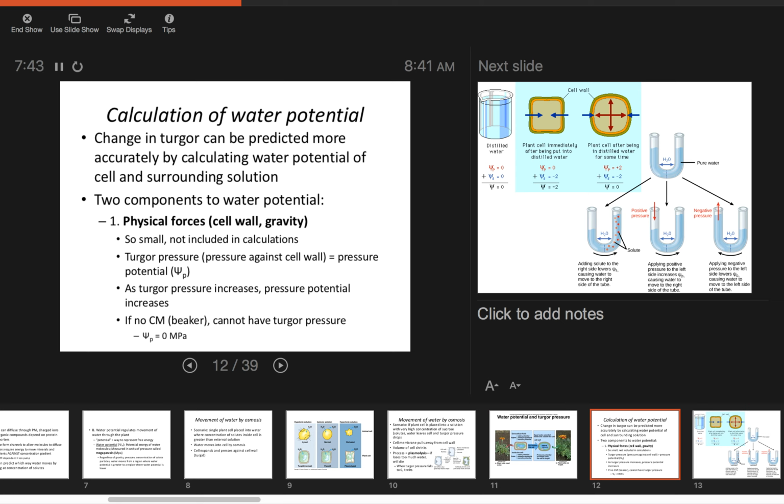So how do you calculate water potential? There are two components to it. First off, you have to look at physical forces. What's the integrity of the cell wall, the gravity situation? These physical forces are really, really small. So in fact, they're not even included in calculations.